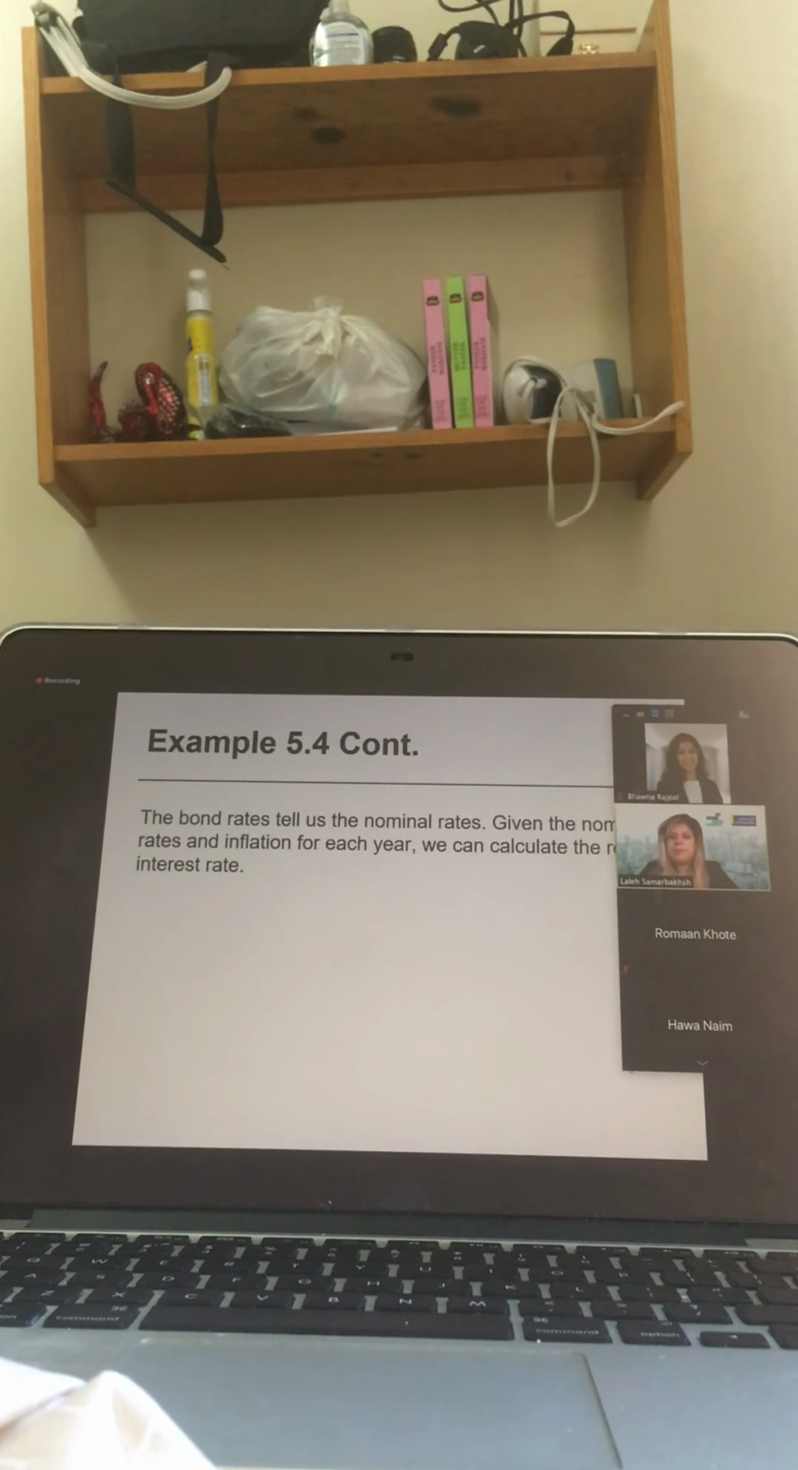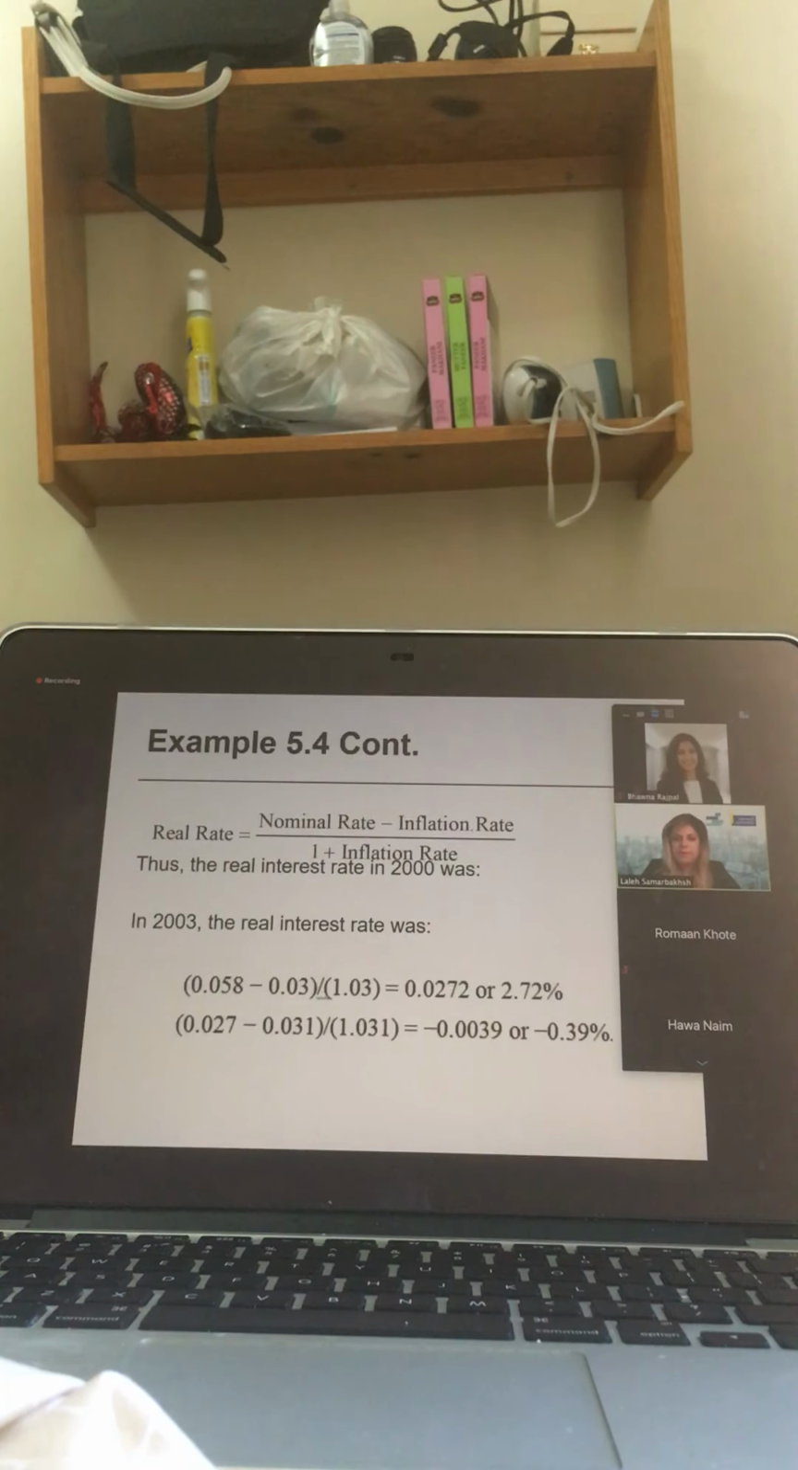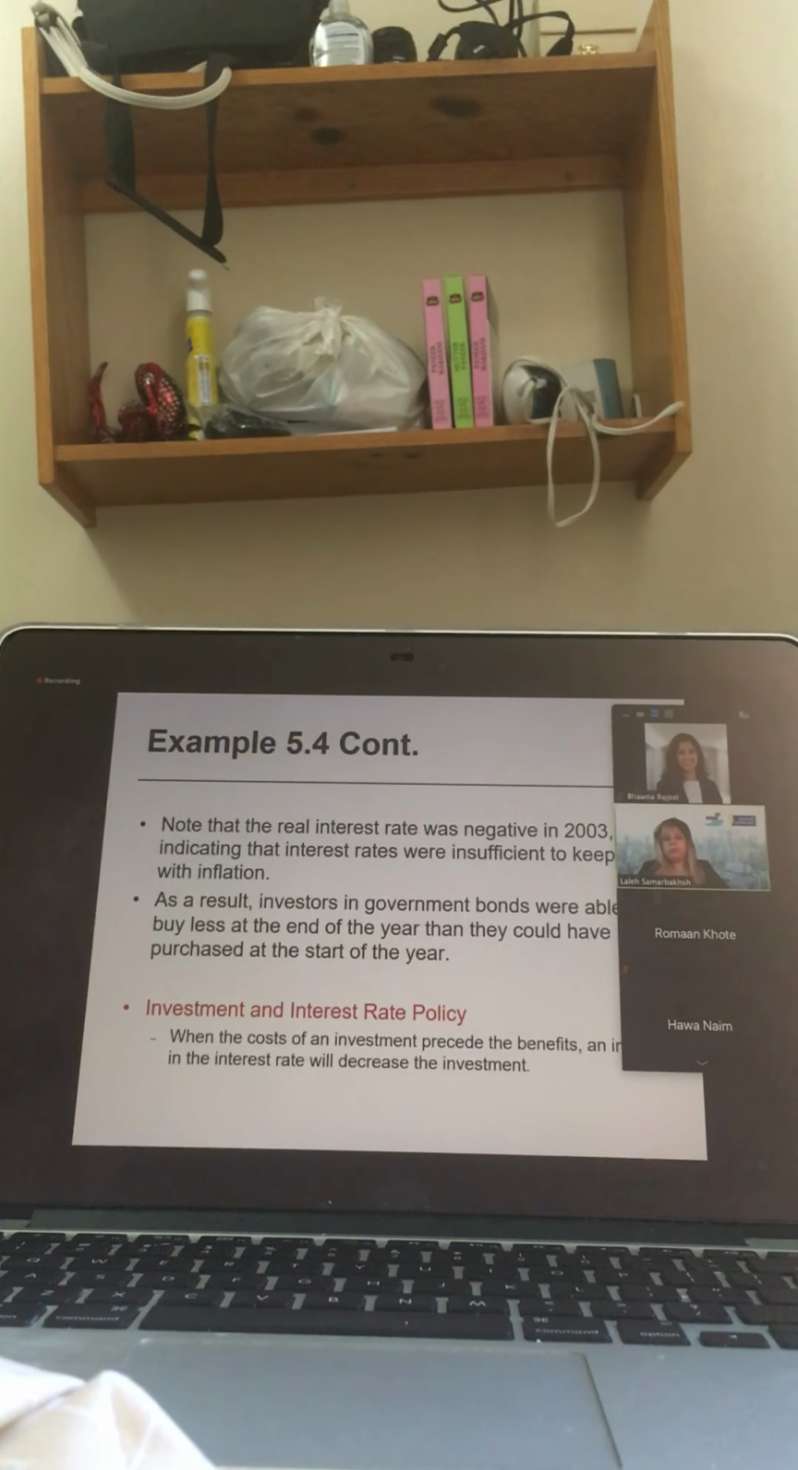The bond rates tell us the nominal rate. So this is giving us the directions. Given the nominal rates and inflation for each year, we can calculate the real interest rate. And when you do that, for 2000 it's this much, and for 2003 it's negative. So these are the two answers that you got. Note that the real interest rate was negative in 2003.